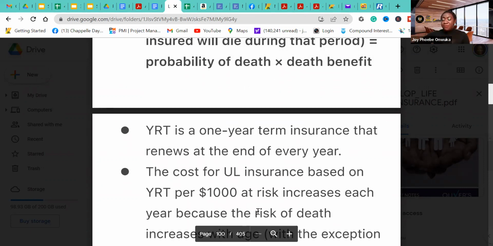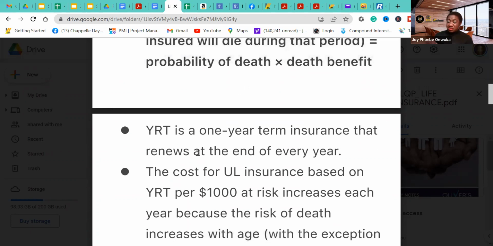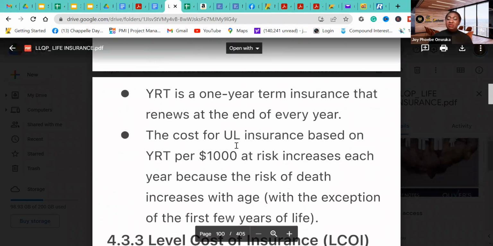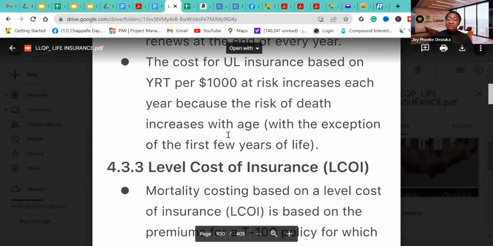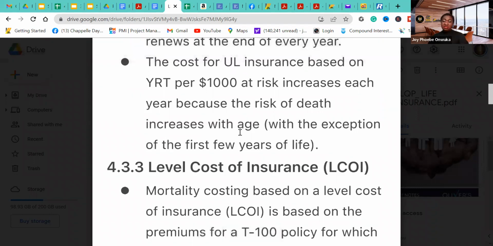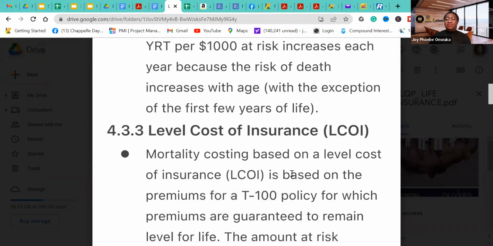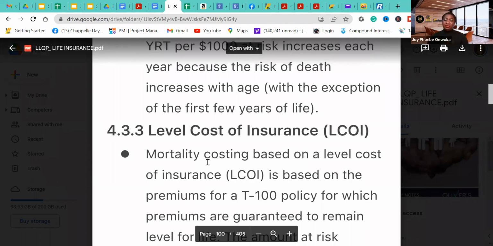And the reason is because as you get older, your cost of insurance is increasing. It's costing the insurance company more money to insure you as you get older, okay? The cost of universal life insurance based on YRT pay 1,000 at risk increases each year because the risk of death increases with age, with the exception of the first few years of life. All right? Now, that is YRT for you.